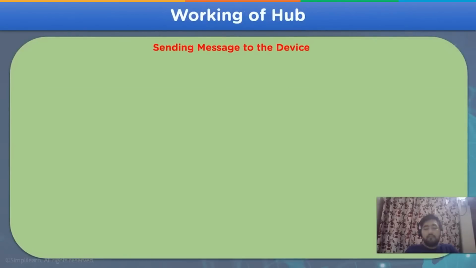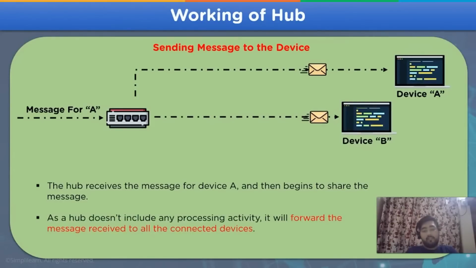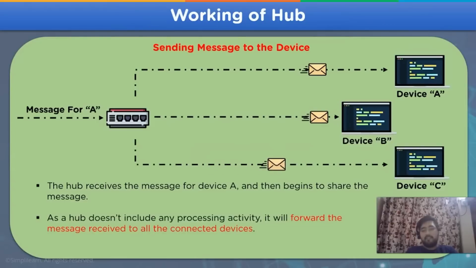Now let's move on to the working of a network hub. For the first scenario, we will assume that a message is being sent through the hub to a destination node. Let's begin. According to the example, the hub has received a message for device A, where it will share the same message to device A, which is a basic protocol. But due to the absence of any intelligent unit or processing point in the hub device, it will share the message for A to all the other connected devices, that is device B as well as device C. This creates a lot of excess traffic in the network channel.